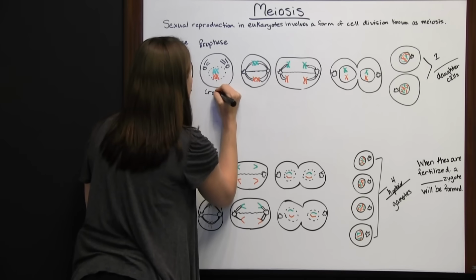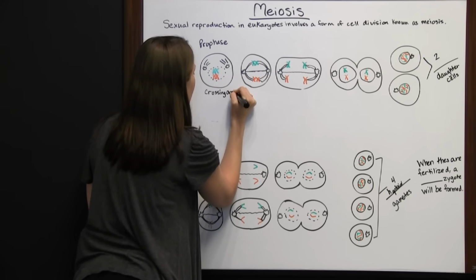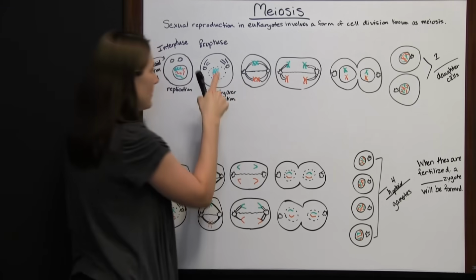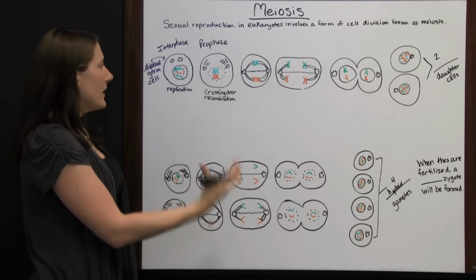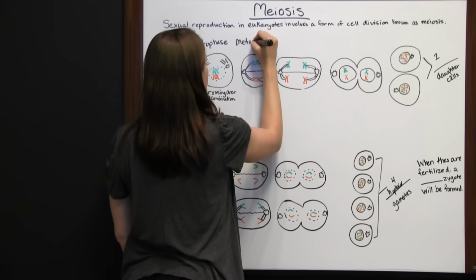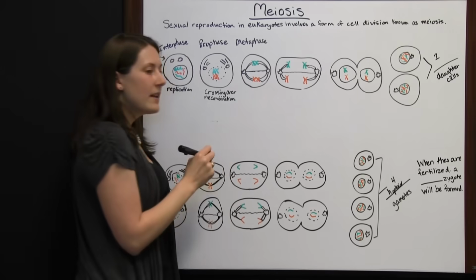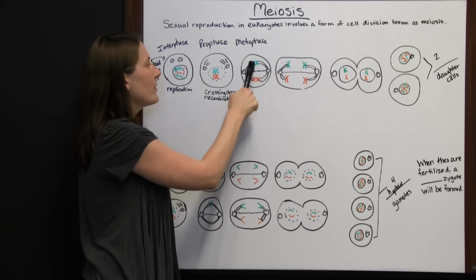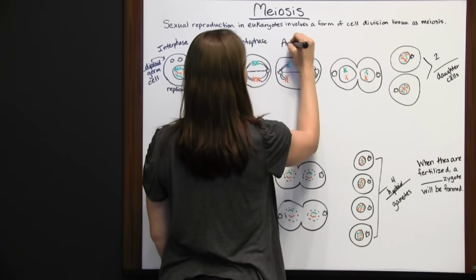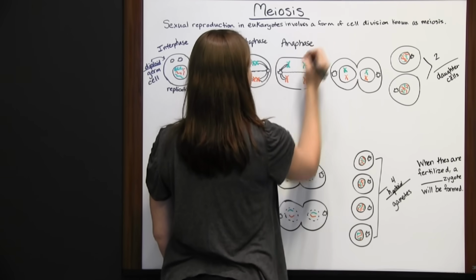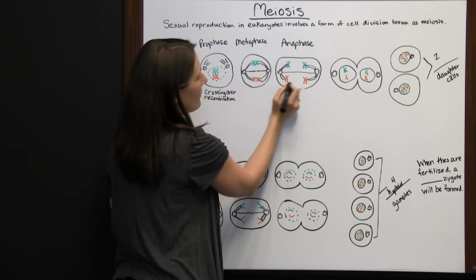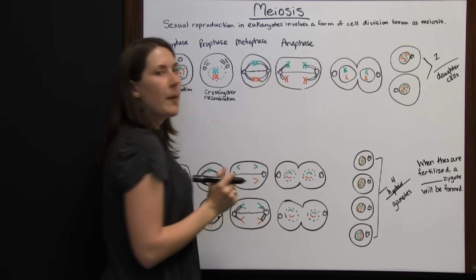And that is called crossing over or recombination. So you're just kind of jumbling up the maternal and paternal bits before the division starts to take place. Then we move on to metaphase. And in metaphase, your centrosomes are starting to pull the homologous pairs apart. And then we move on to anaphase. And you can see they actually are getting pulled further apart. They're not crossing over anymore, and they're starting to move to opposite sides of the cell.